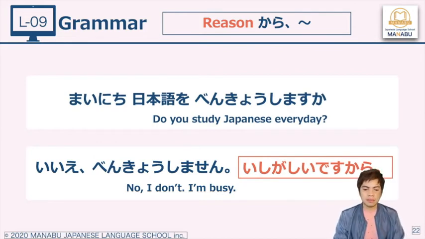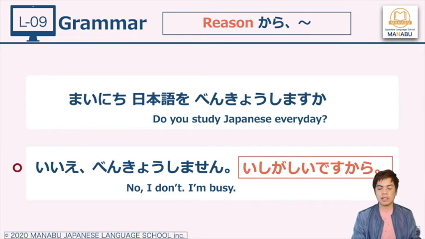In this example, "Mainichi Nihongo o benkyou shimasu ka?" So the question is "mainichi," every day. "Nihongo o benkyou shimasu ka?" Do you study? So do you study Japanese every day? He answered, "Iie." No. "Benkyou shimasen." No, I don't study. Then he followed with the reason, "Isogashii desu kara," because I am busy.